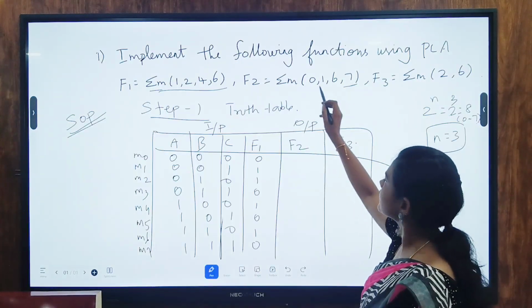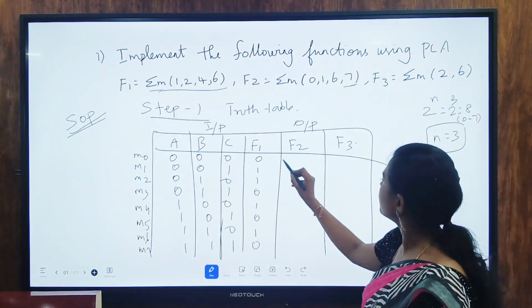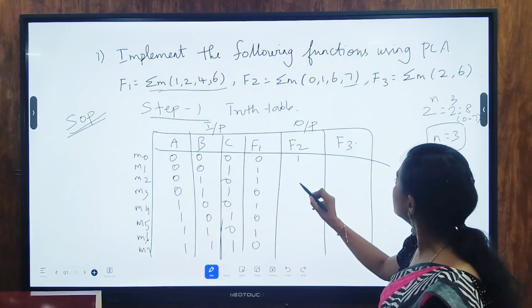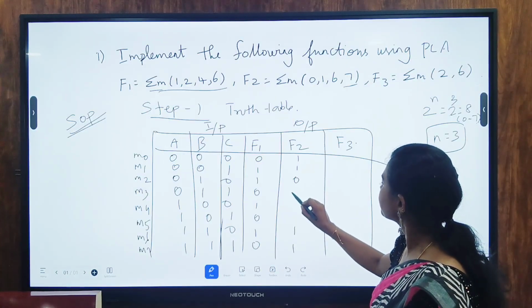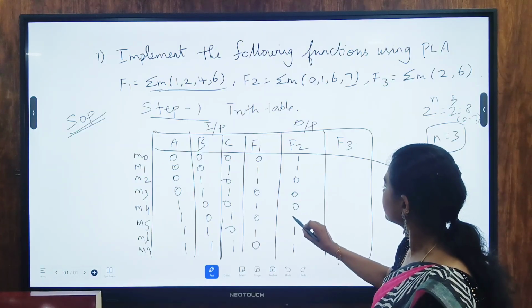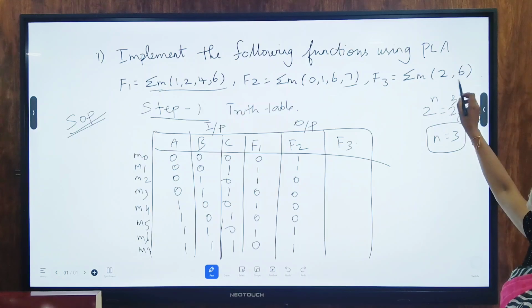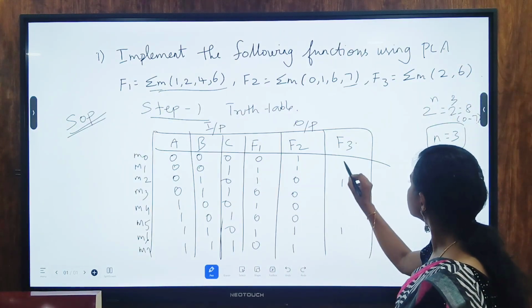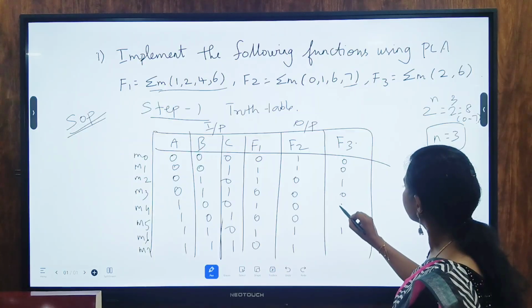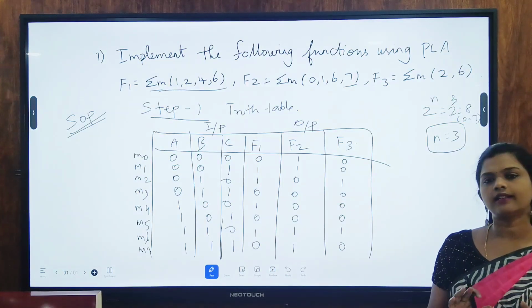Likewise, I am going to plot for Boolean function F2 and function F3. For F2, what are the given minterms? 0, 1, 6 and 7. For those alone, I am going to represent 1: 0, 1, 6 and 7. The remaining are 0. For F3, just 2 minterms, 2 and 6, so 1 and 1, and the remaining are 0. So in the first step we constructed the truth table.